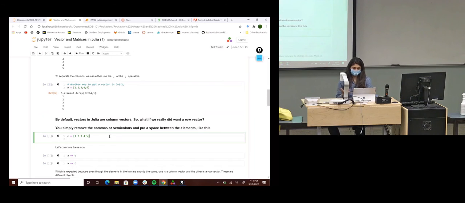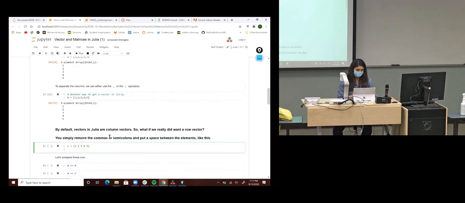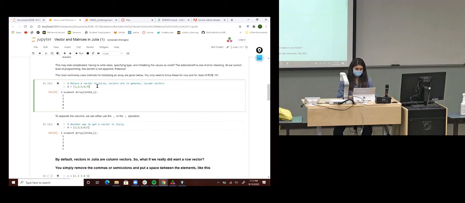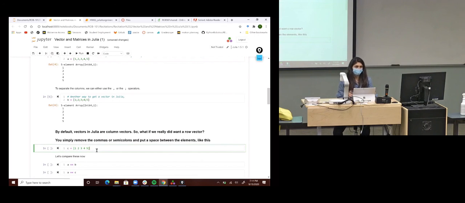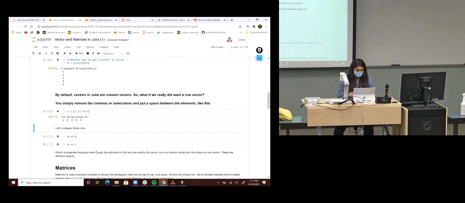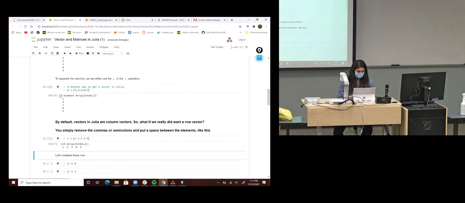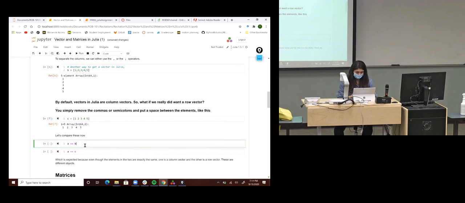What if you did want row vectors? So what you would do is, from your one-dimensional column vector, which you define like that, you'd remove the commas, and that would tell Julia that I want this to be a row vector. You run it, and you see that the type is different. The array is of dimension 2, which you'll see later, and we'll come back to this, but it's of a different type. This 5-element array of Int64, 1 is not the case anymore.